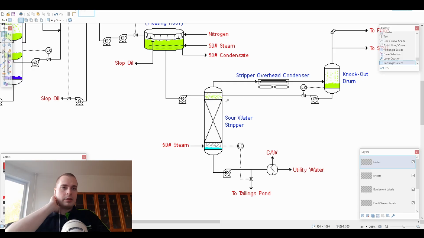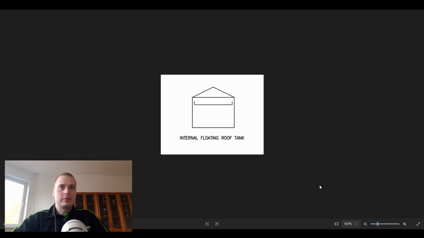The only problem is that it's not always easy to find a shape for what you're trying to draw, and not always do those shapes make a whole lot of sense or are easy to recognize. For example, this is a symbol for an internal floating roof tank. Many people who are not familiar with P&ID symbology may think that this is just a house with a balcony or something. I personally don't really like this symbol, so that's why I don't use it on my drawing.